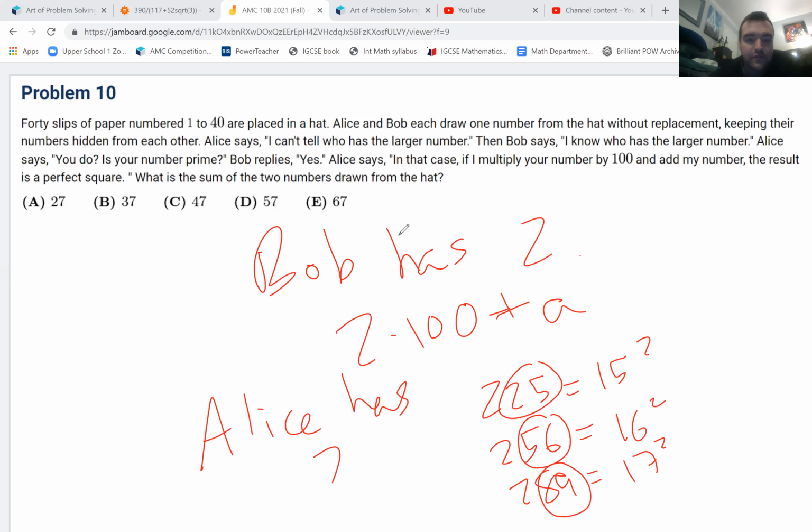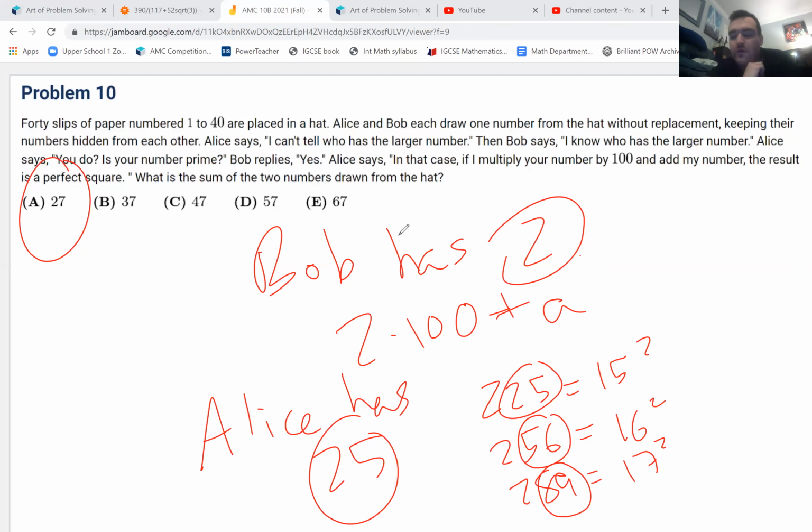So Alice has to have 25, right? And the question says, what is the sum of their numbers? 2 plus 25 is 27. A, right? So this one's pure logic. This one's all about logical thinking, logical reasoning, deductive reasoning, or what is it? I forget what it's called when you do contradictory reasoning. I think it's like inductive reasoning.